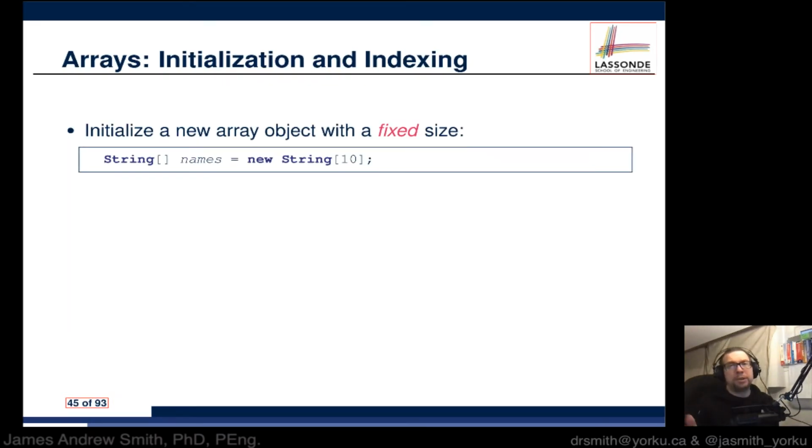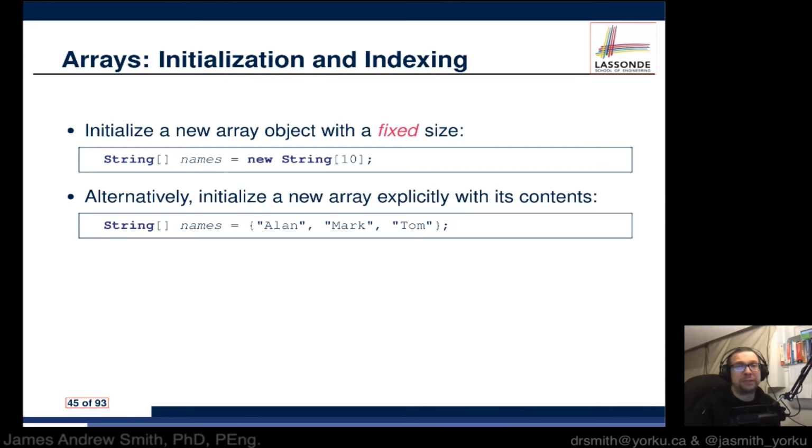Okay, so initialization and indexing. To initialize a new array object with a fixed size, we do this. In this case, it's an array of type string. Alternatively, we can initialize a new array explicitly with its contents. That's right, I forgot to talk about that. In this case, we actually don't have any proper contents defined. It's just saving the space for the things that would go inside.